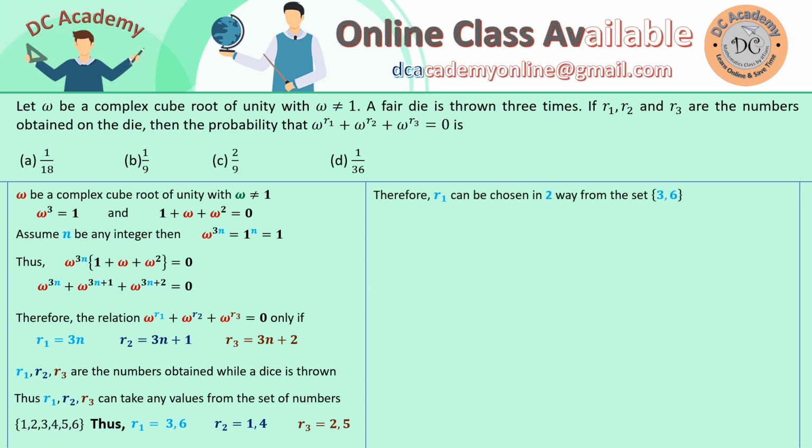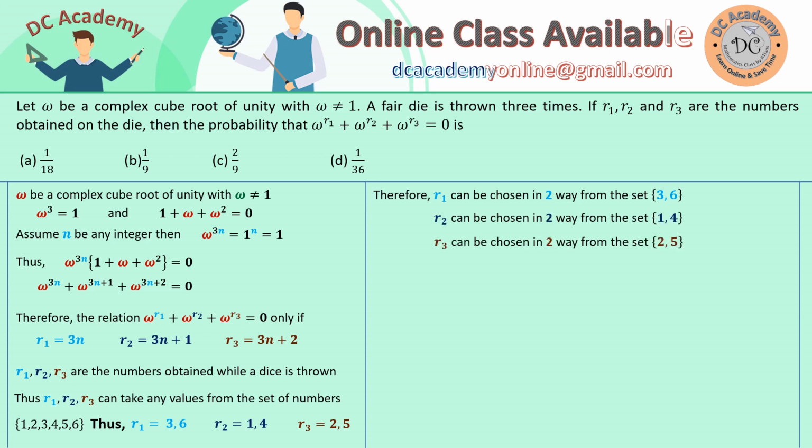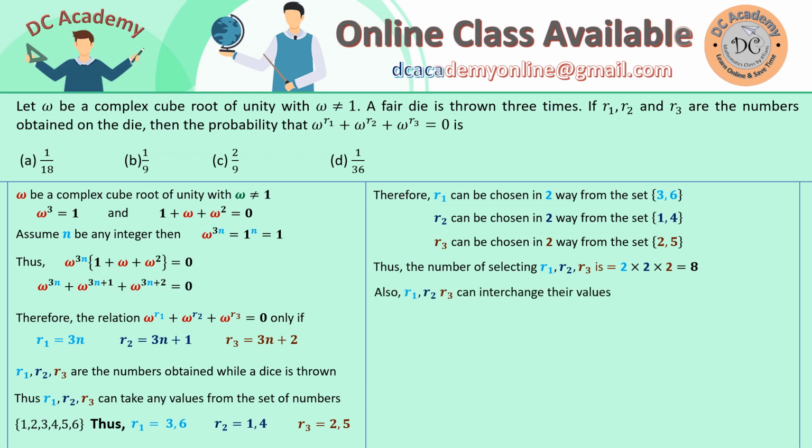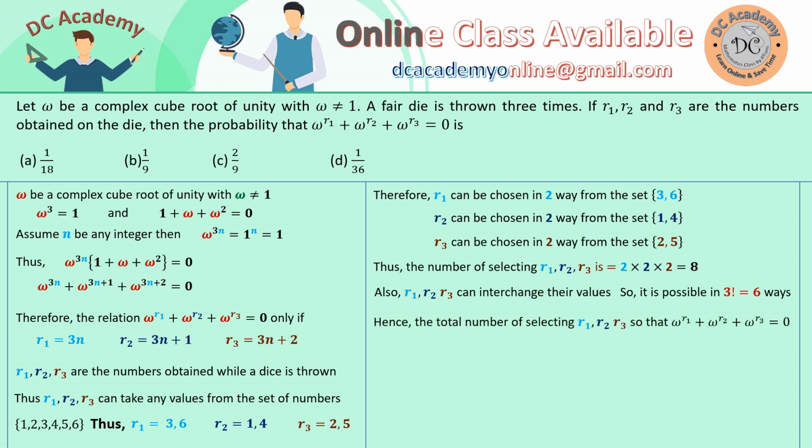Hence we can say that r1 can be chosen in two ways, r2 can also be chosen in two ways, and r3 can also be chosen in two ways. So r1, r2, r3 together can be taken in 2 cross 2 cross 2, which is 8 ways. But we can interchange the values of r1, r2, r3, so they can be interchanged in factorial 3 ways, that is 6 ways. Therefore the total number of ways of selecting r1, r2, r3 will be 8 into 6, that is 48.